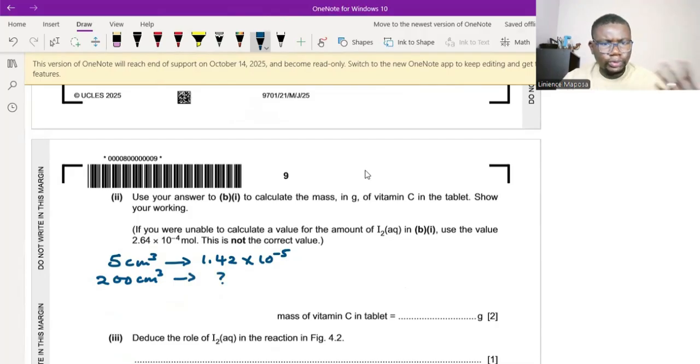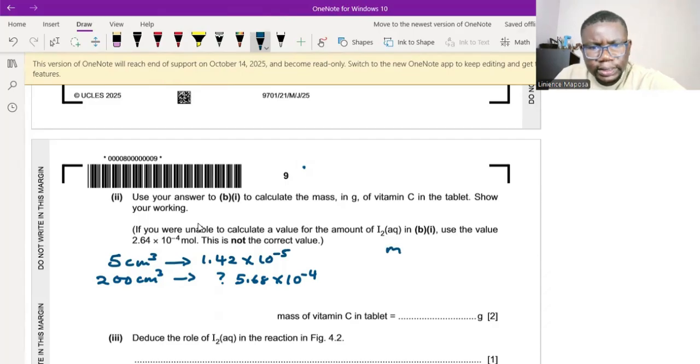So basically what you're doing is 200 multiplied by the number of moles divided by 5. So 200 divided by 5 equals 40. That 40 must be multiplied by the number of moles, 1.42 times 10 to the minus 5. And that gives me 5.68 times 10 to the minus 4. These are moles. So we want the mass of vitamin C. So mass is equal to number of moles times Mr, isn't it?